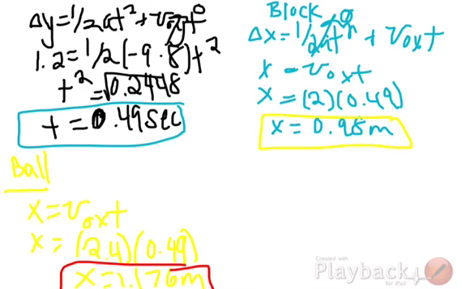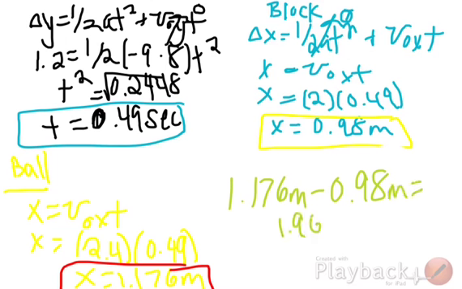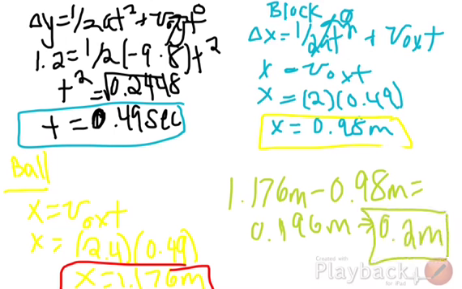Now we can take the ball's distance, which is 1.176 meters, and subtract 0.98. And when we subtract those two, we get 0.196 meters, which can be rounded to 0.2 meters. So this is an explanation of whiteboard problem advanced number 2.